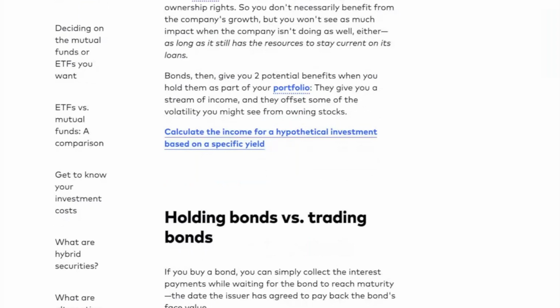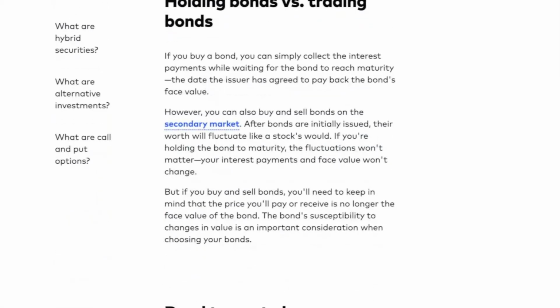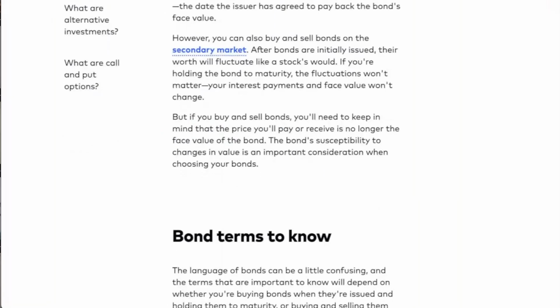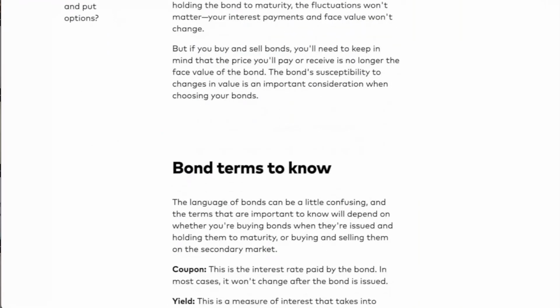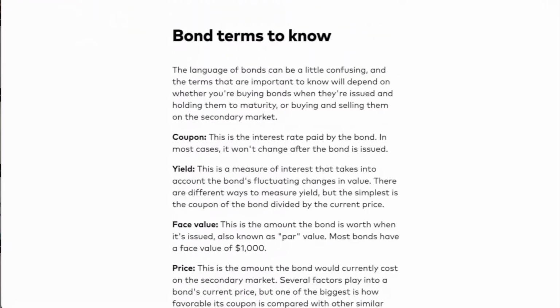Let's talk about this: holding bonds versus trading bonds. If you buy a bond, you can simply collect the interest payments while waiting for the bond to reach maturity. That's what we talked about, right? However, you can also buy and sell bonds on a secondary market. After bonds are initially issued, their worth will fluctuate, like stock prices, right? They'll fluctuate, and that's where the problem happened with Silicon Valley Bank. Now if they try to offload or get out of their bonds, they're going to have to do it on less than favorable terms, and that causes a problem. Okay, or that did cause a problem.